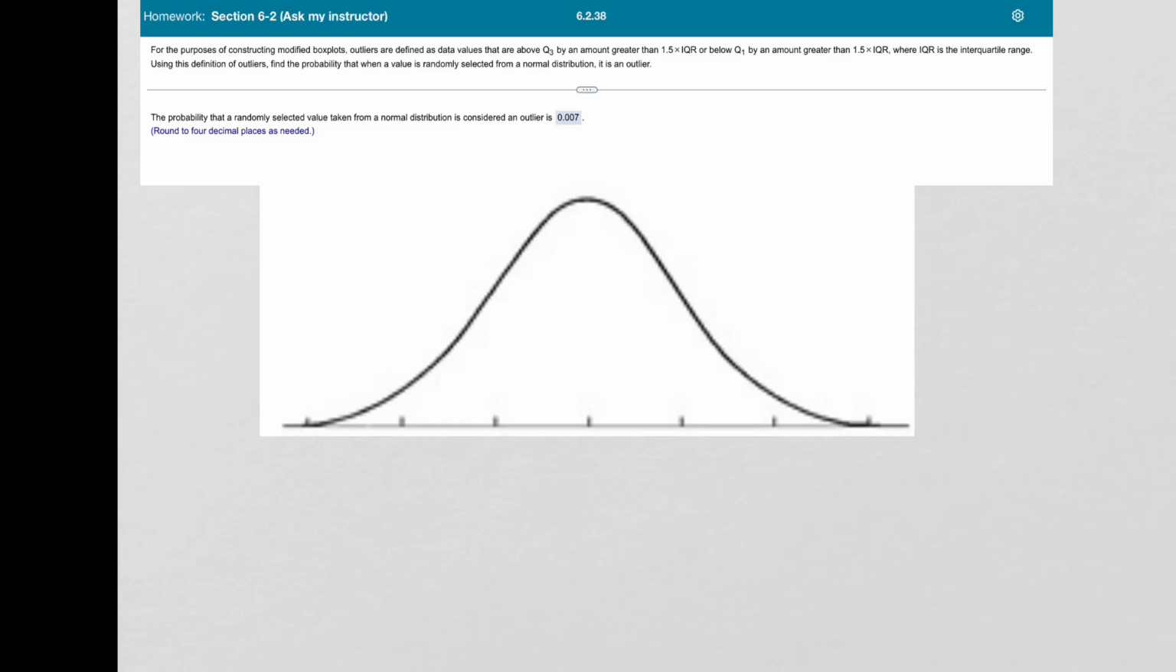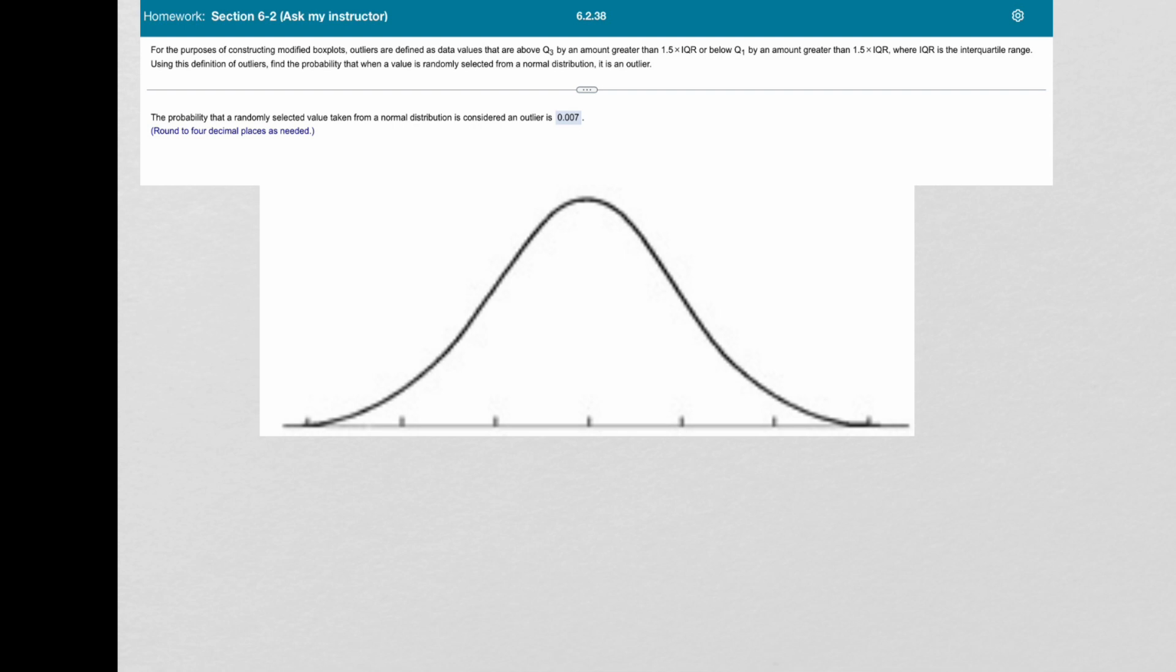In this problem, it says for the purposes of constructing modified box plots, outliers are defined as data values that are above Q3 by an amount greater than 1.5 times the interquartile range, or below Q1 by an amount greater than 1.5 times the interquartile range. So we're going to use this definition of outliers to find the probability that if a value is randomly selected from a normal distribution, that it turns out to be an outlier.